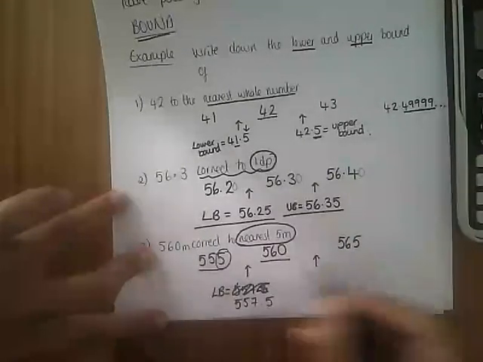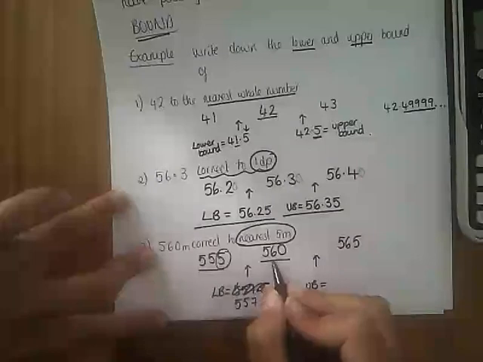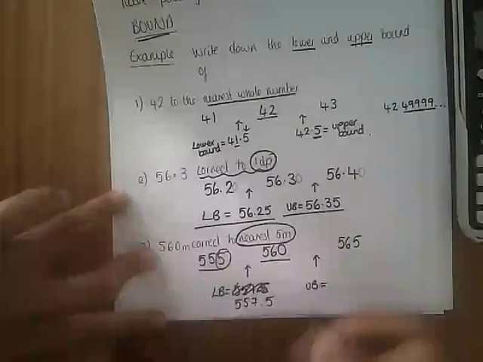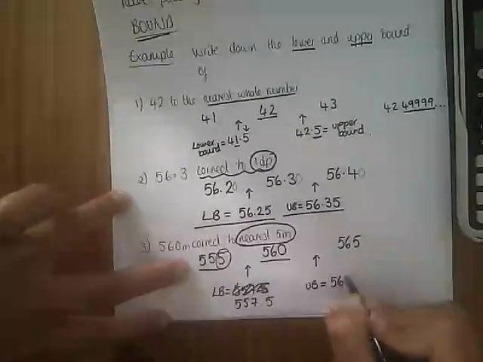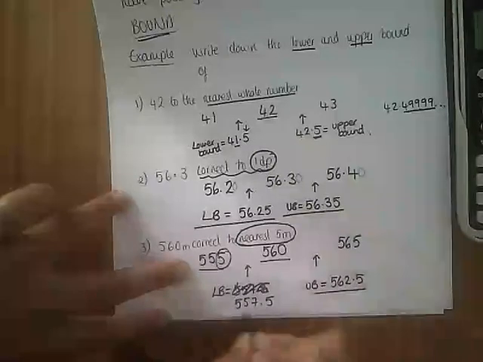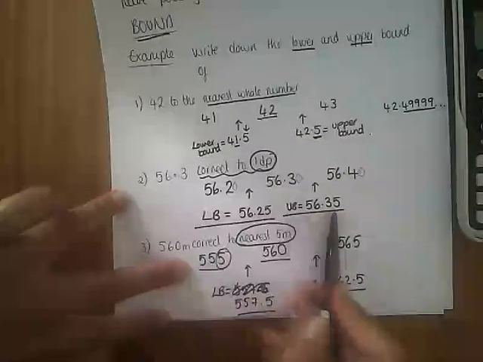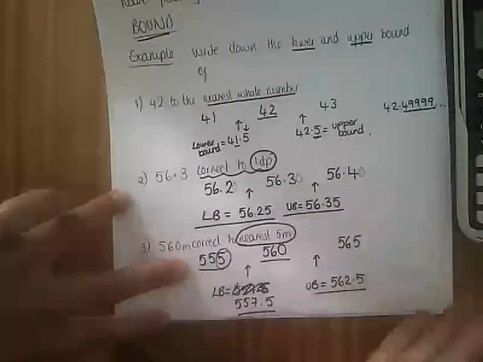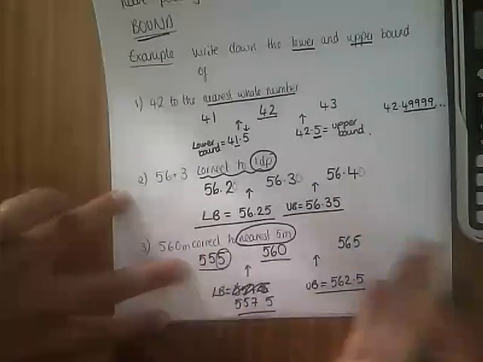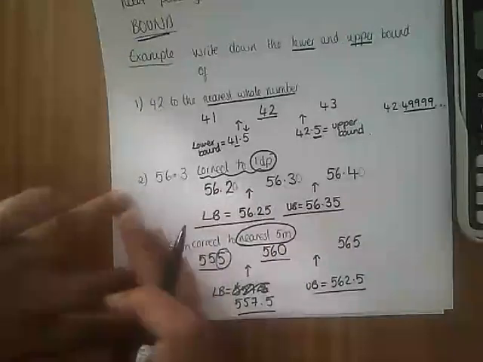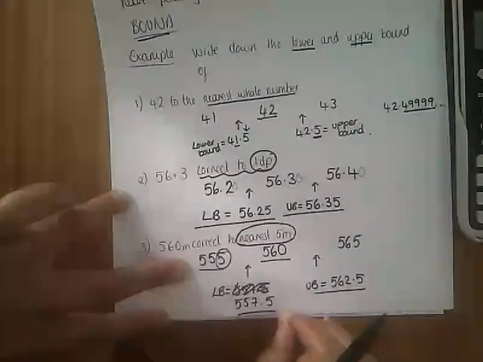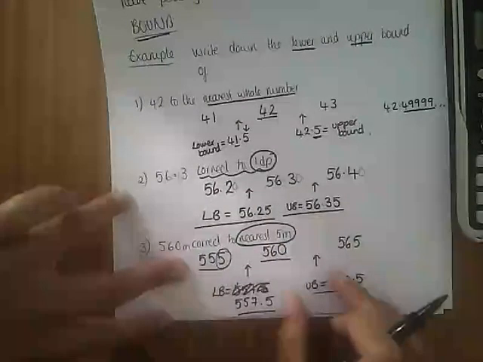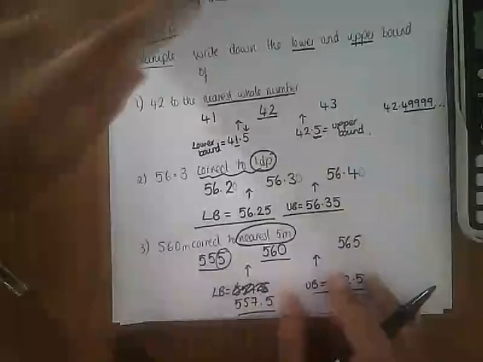And then for the upper bound, we need to do halfway between 560 and 565. It is going to be 562.5. You'll notice that all of the bounds end in 5. Now that will always happen, okay? Whether it's a 0.5 or if it's 5 as the units or whatever, that will always happen, okay? So look out for that. Right, hopefully you don't need too many more examples on that.